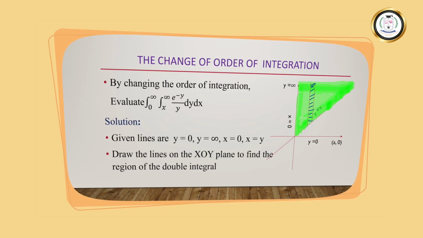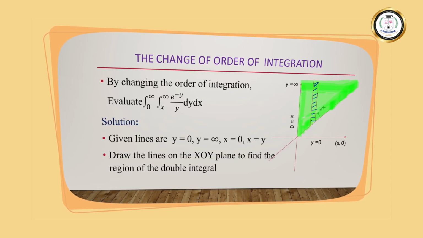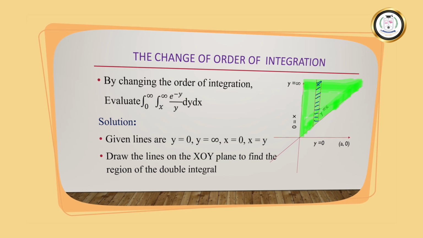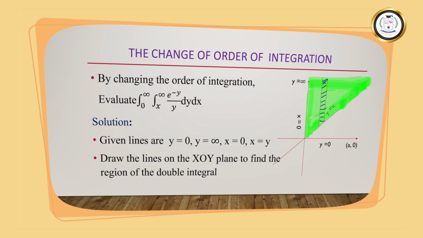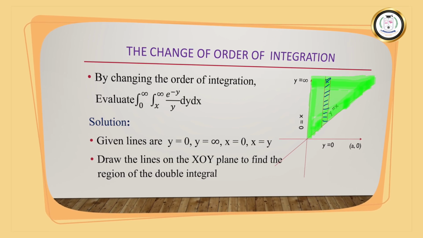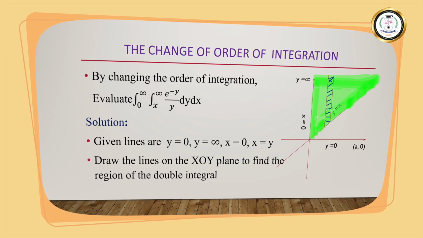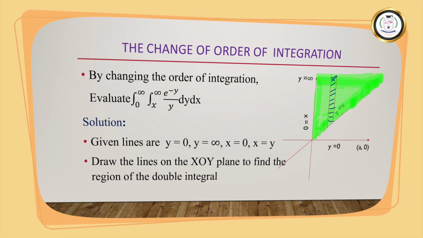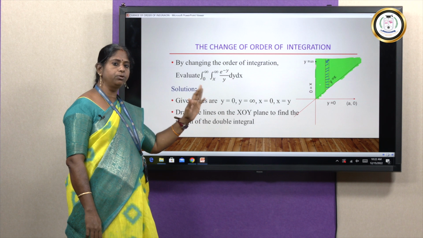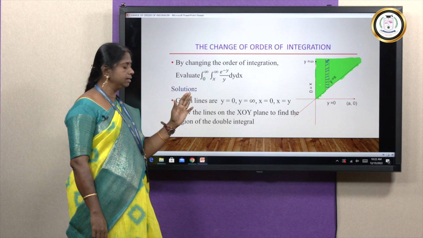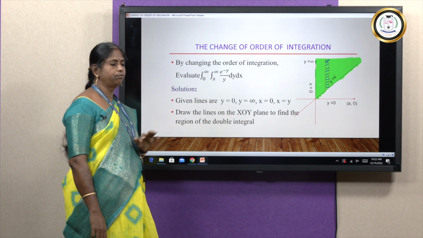Now you look at this question. By changing the order of integration, evaluate the double integral 0 to infinity, integral x to infinity, e power minus y by y into dy dx. And here they may give any order, but we should take clearly what order should be followed here.